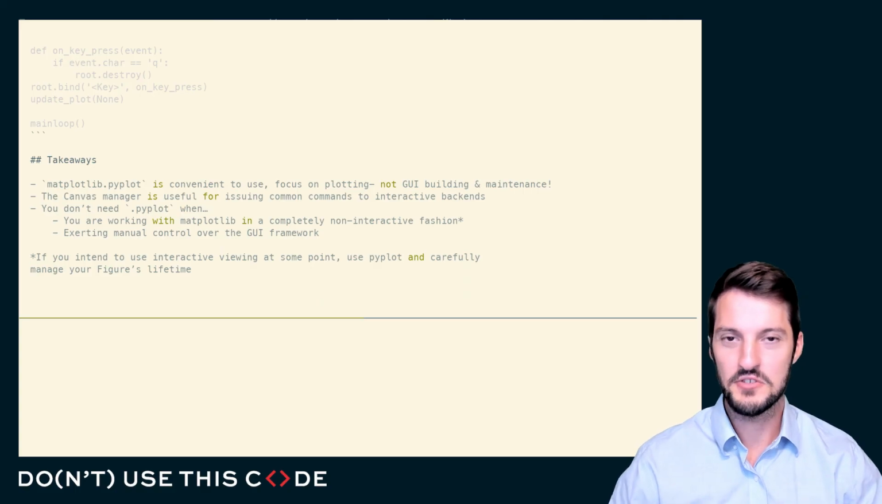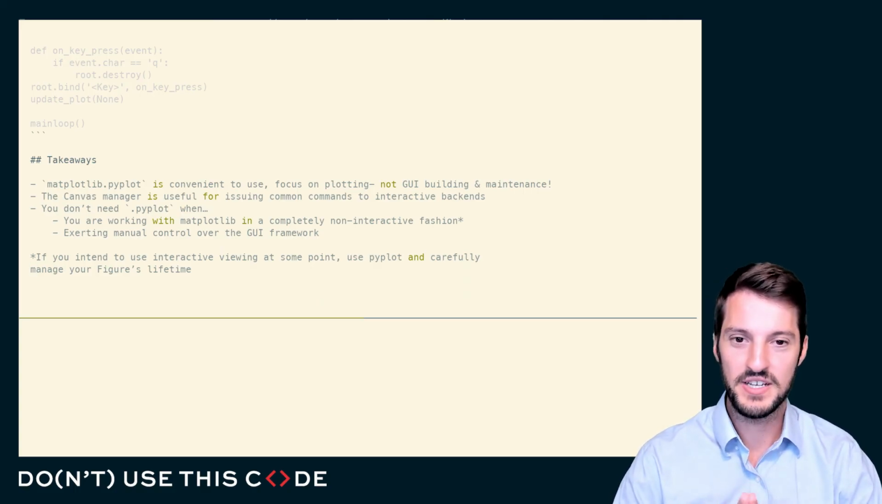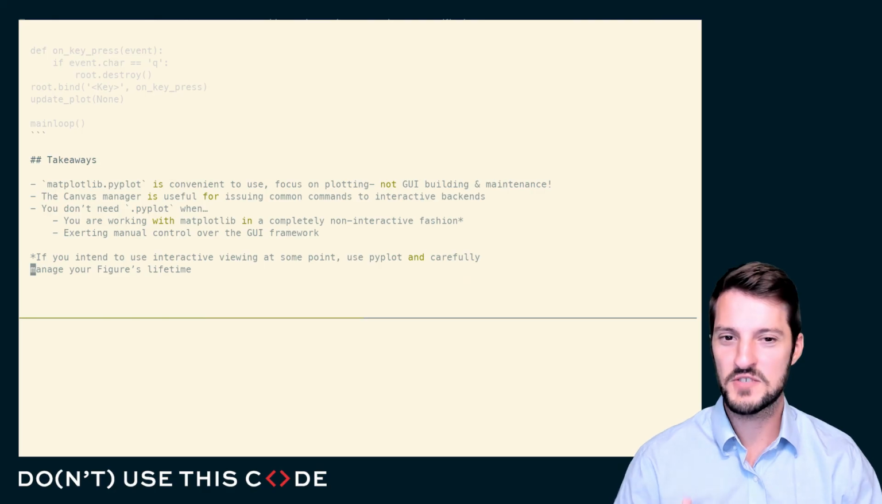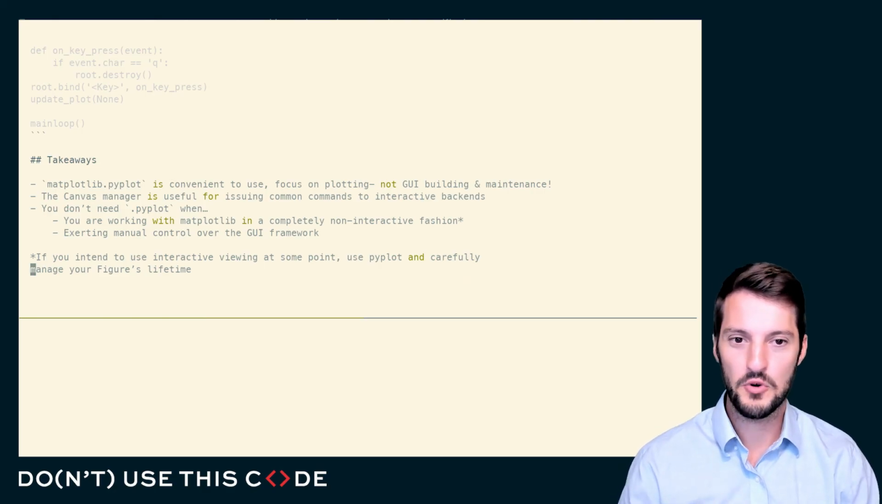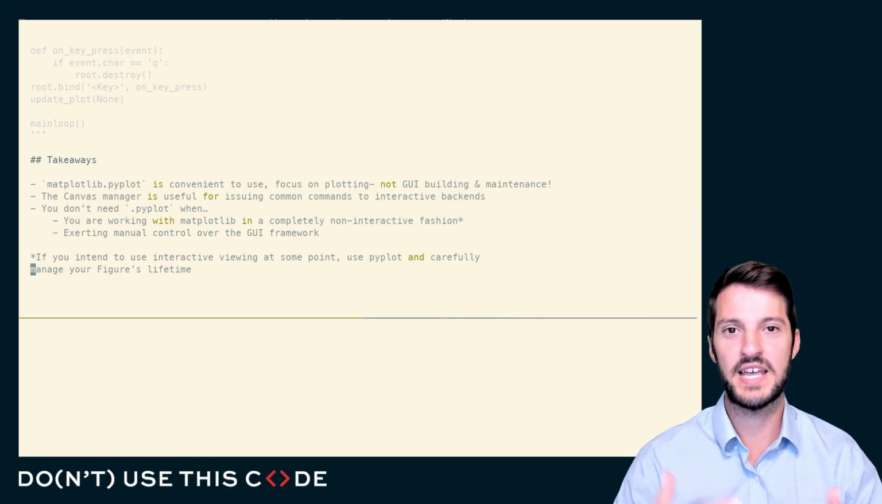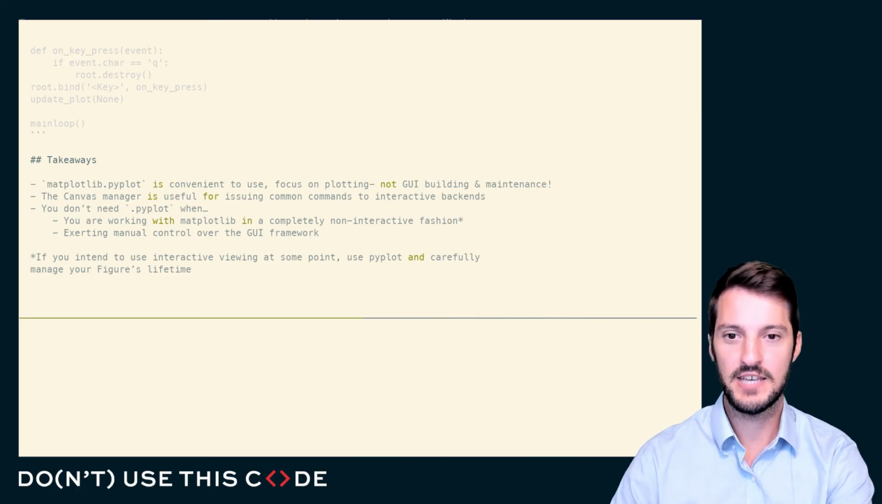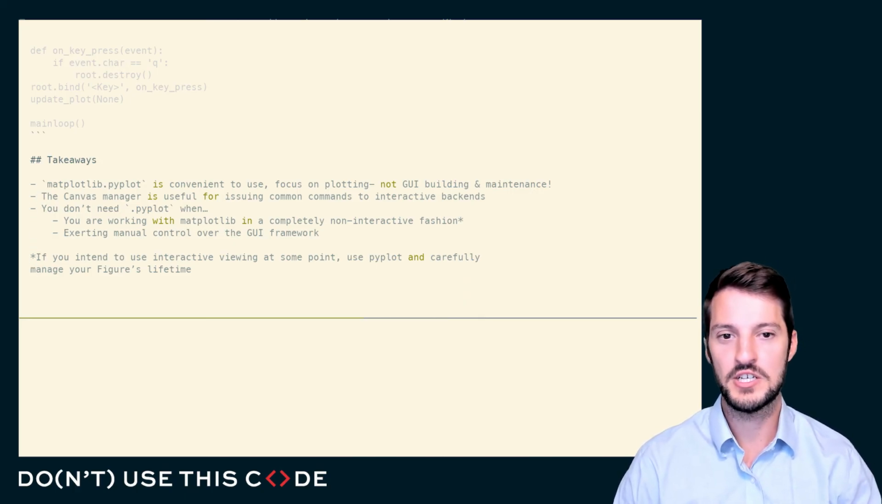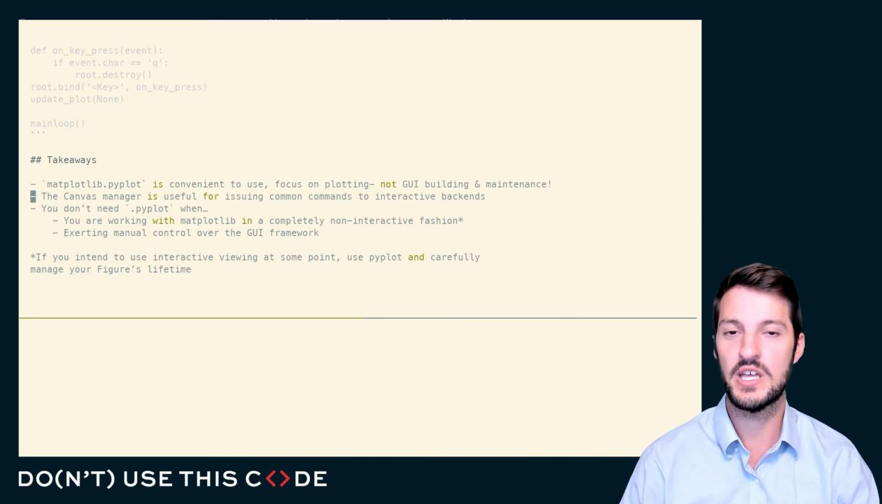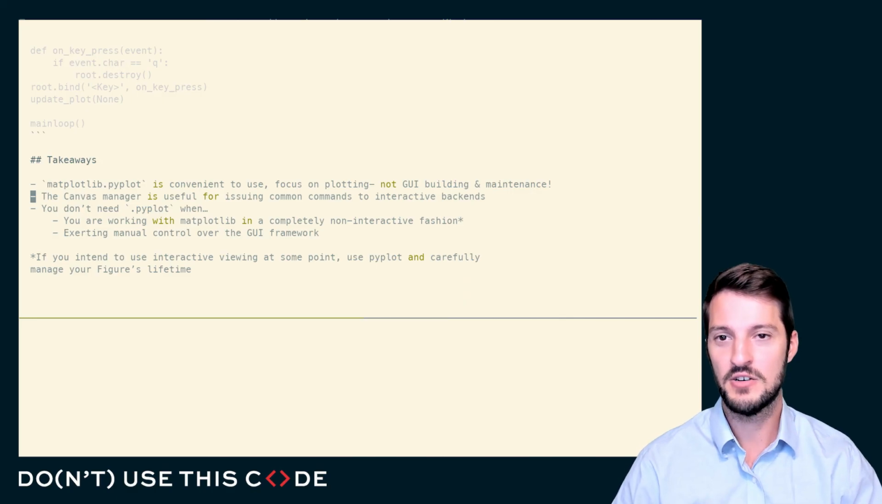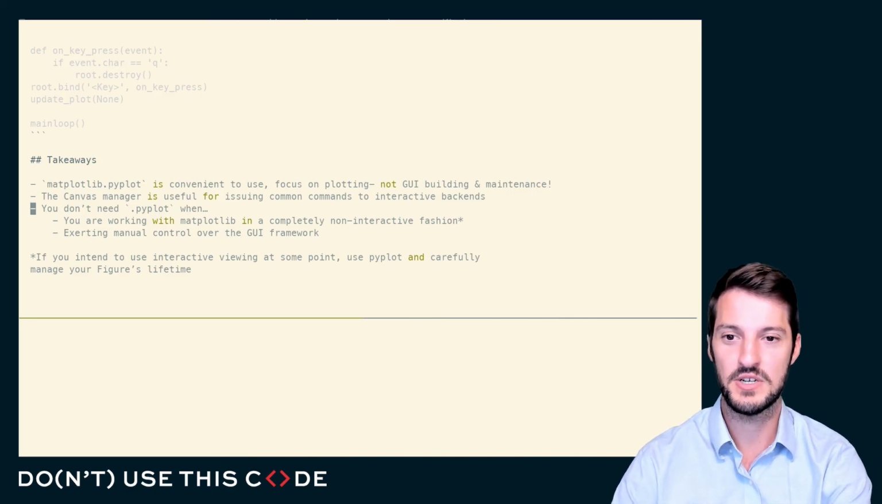I'm not saying don't use PyPlot. Please do use PyPlot. It's extremely convenient to use, and it lets you just focus on the plotting. You don't have to worry about all of the GUI toolkit, the backend, or all of the plumbing set up to actually make Matplotlib draw to a specific graphical user interface. The Canvas Manager is really useful when you're issuing common commands to interactive backends. So things like changing the size of the window itself, or embedding that window into a broader application and linking their event loops. You can do that all through the Canvas Manager, which you can access right through the PyPlot interface, which is quite nice.